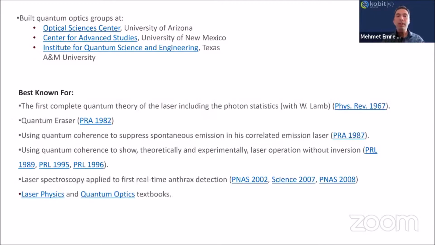He's best known for the first complete quantum theory of the laser, including also the photon statistics with Professor Willis Lamb, and quantum eraser and suppression of spontaneous emission with correlated emission laser, and using quantum beats to show theoretically and experimentally the first laser operation without inversion, lasing without inversion. Laser spectroscopy applied to anthrax detection, and he's also well known for his quantum optics and laser physics books. Actually, you should include many more here.